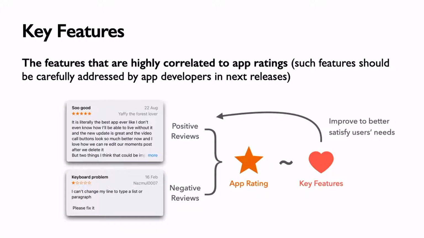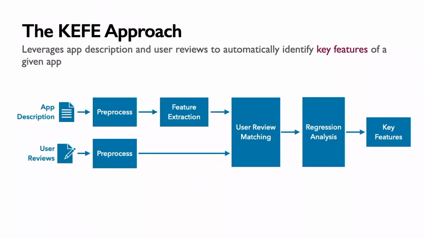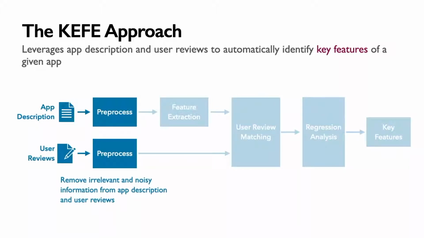Such key features exactly indicate features that should be carefully addressed by app developers, as a proper improvement of the features is likely to result in more positive reviews and also fewer negative reviews, and subsequently a higher app rating score. In order to identify such key features of a given app, we leverage the information in both app description and user reviews to develop a novel approach named KEFE. The KEFE approach will first perform pre-process to remove irrelevant and noisy information from app description and user reviews, which is a common step in user review-related studies.